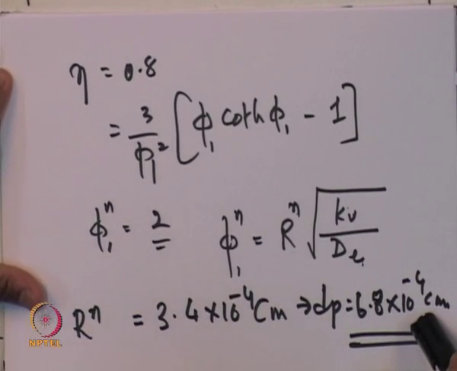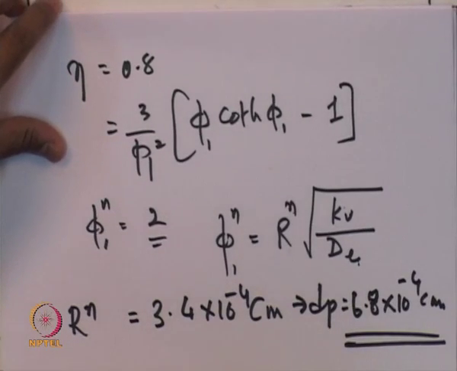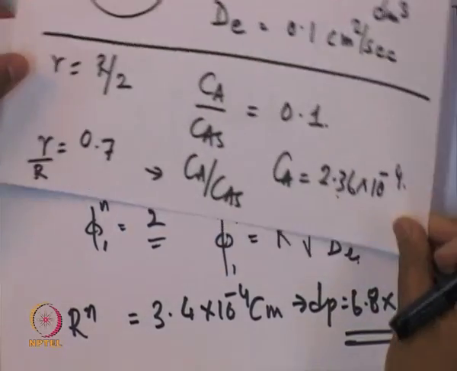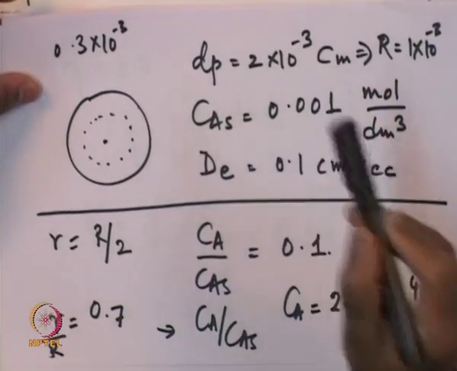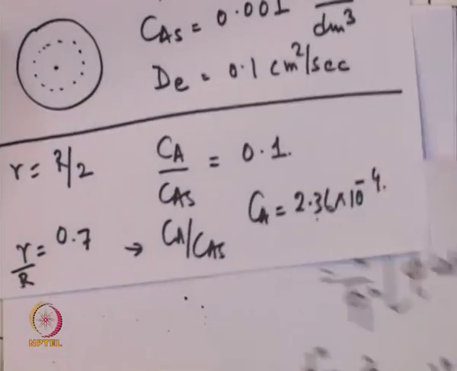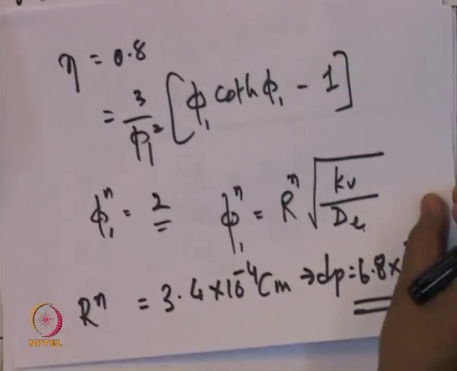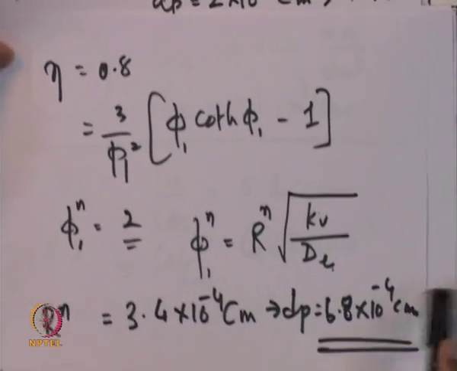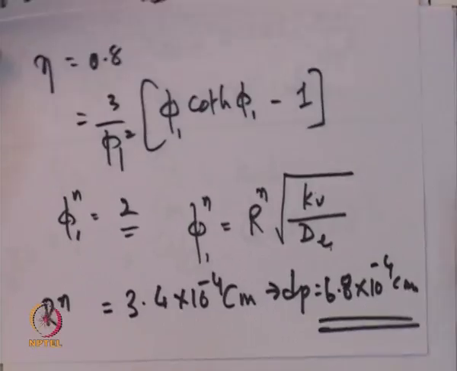So, what is happening? Look at this diameter and the one that was given earlier. The diameter given was 2 into 10 raised to minus 3. Now, the diameter that I have calculated is 6 into 10 raised to minus 4. So, diameter has gone down further. Okay. And that's the reason I am able to increase the effectiveness factor. So, that is the meaning of it. Okay, so I am playing with the diameter to increase the effectiveness factor.